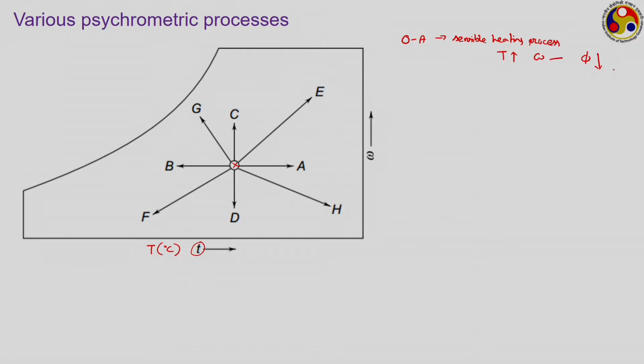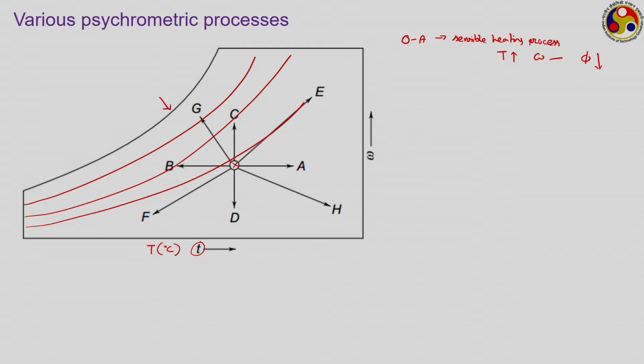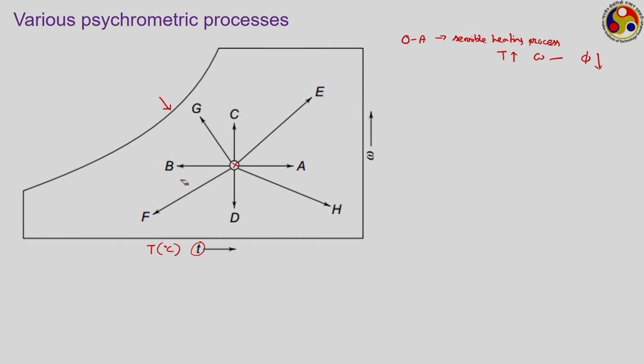You can also get that idea from the psychrometric chart, because this line is the saturation curve corresponding to 100% relative humidity, and as we are moving inwards, we have different relative humidity lines, but the relative humidity is continuously decreasing as we go forward, that is, relative humidity increases in this particular direction. So, as we are moving from point O to A, we actually have a decrease in the relative humidity.